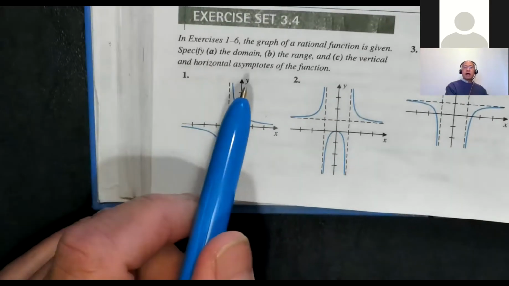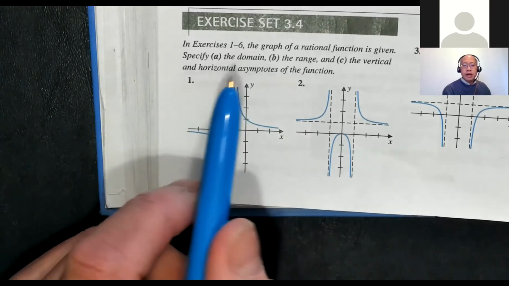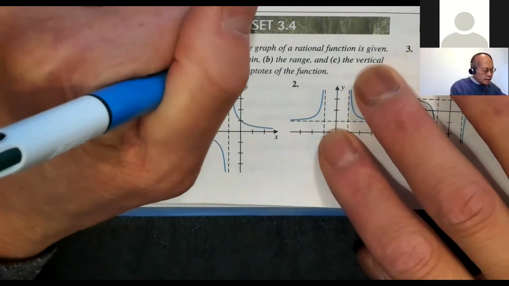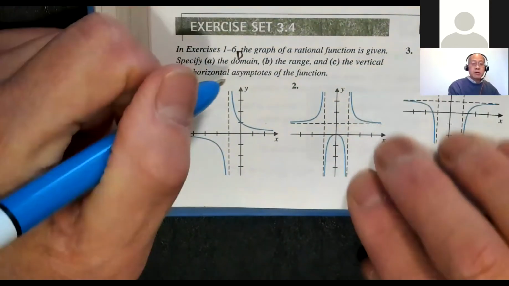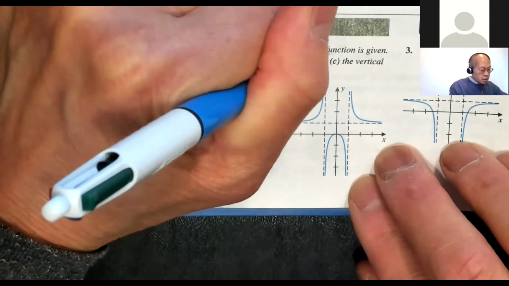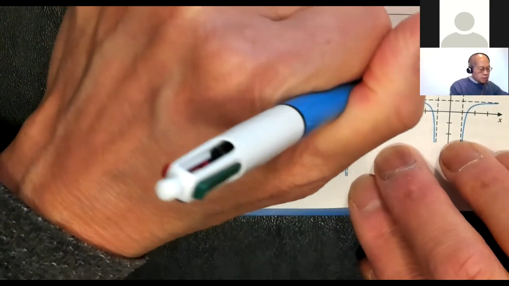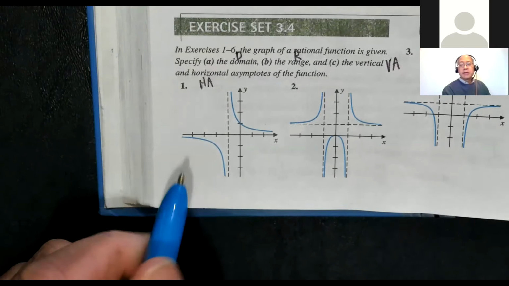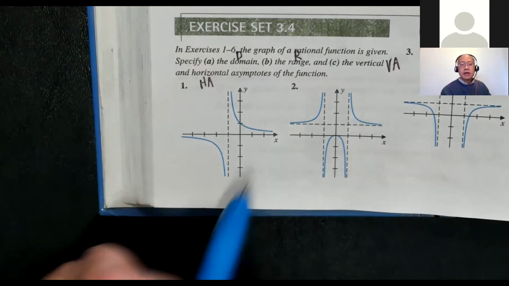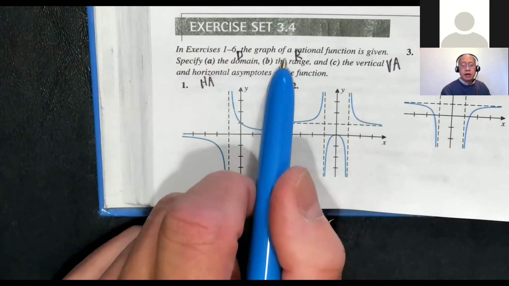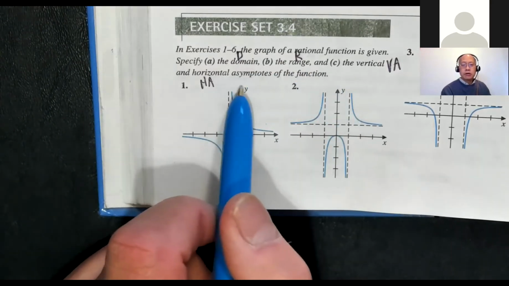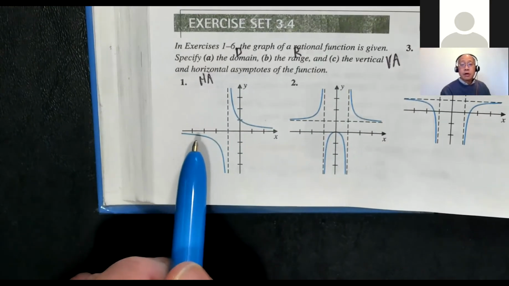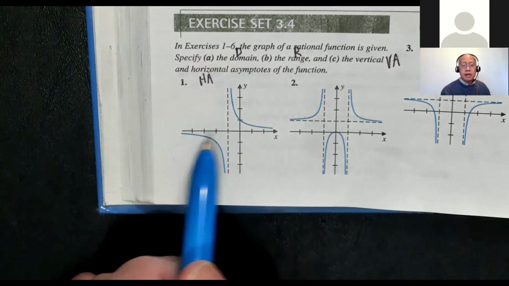Okay, number 1, the graph of a rational function is given. Give the domain, range, and the vertical and horizontal asymptotes. I'll abbreviate domain with D, range R, vertical asymptote VA, horizontal asymptote HA. And you may do likewise for me on homework, quiz, test. If we know we're talking about domain and range, just put D and R. If we know we're talking about vertical asymptote, horizontal asymptote, just put VA and HA. Okay, all right.